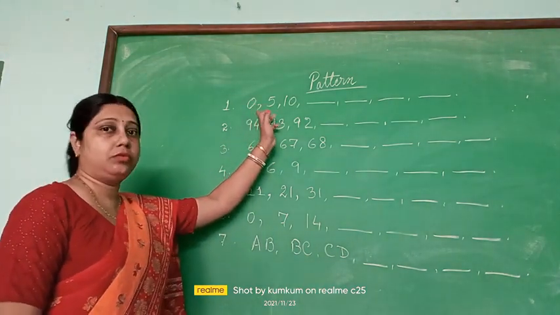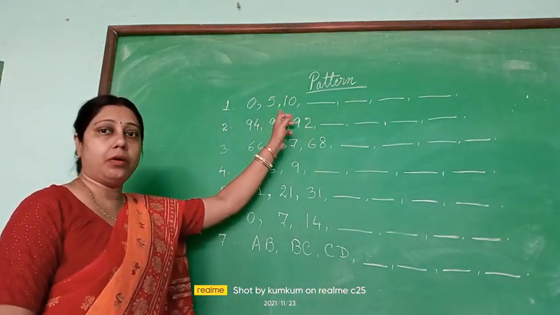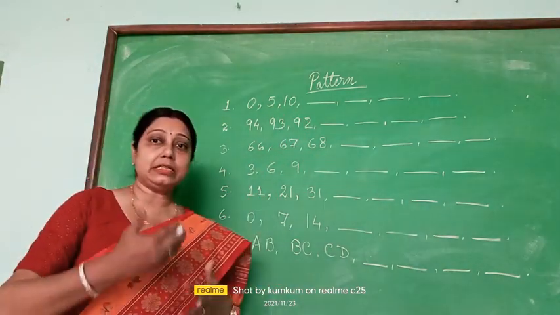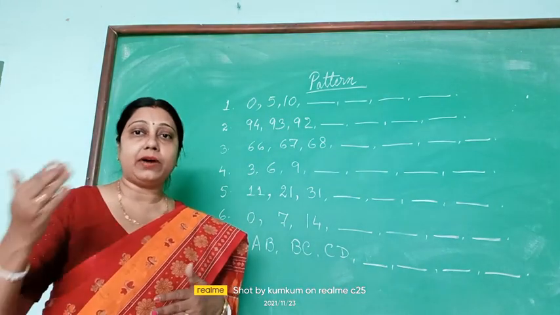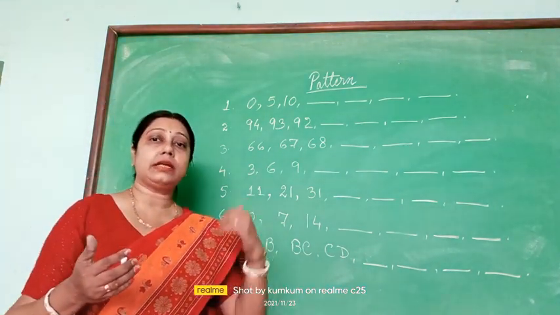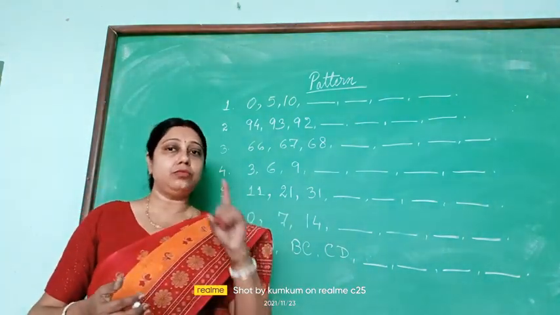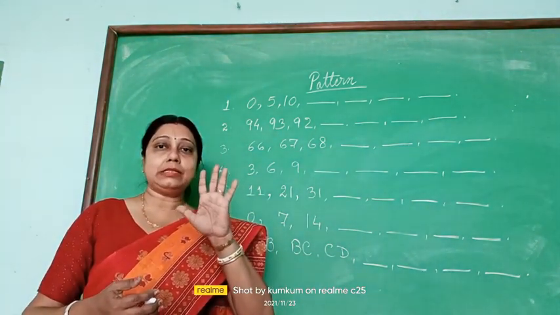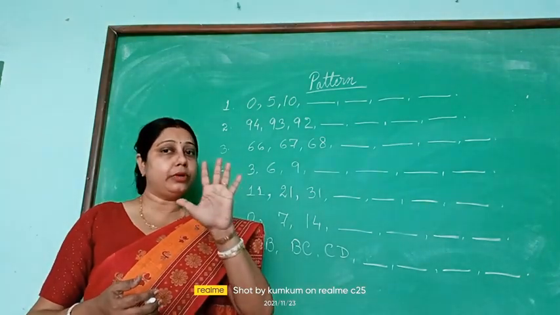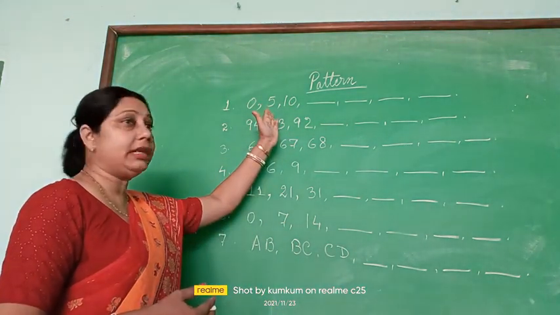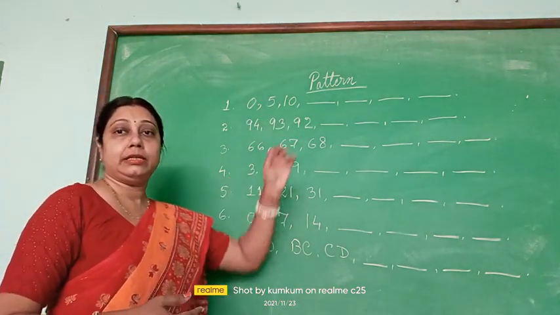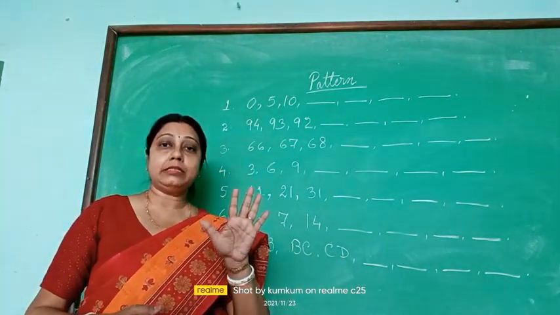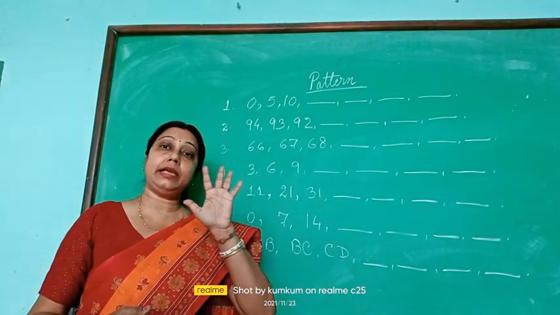See 0, 5, 10. That means we can see the numbers are jumping in 5 or skipping in 5s. They are leaving 5 house and then jumping. After 0, count 1, 2, 3, 4, 5. That means it is skipping in 5. To make it more accurate, we will again count after 5 to 10. 6, 7, 8, 9, 10. That means we confirm that it is skipping in 5s.